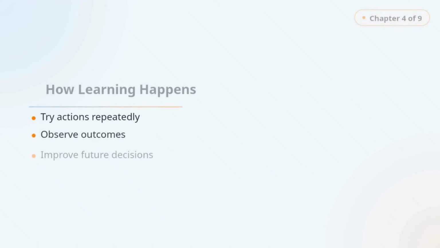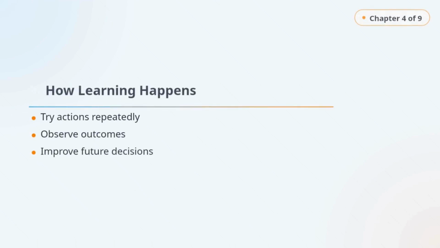The agent does not become smart in one step. It learns gradually by repeating interactions many times. It explores different actions, observes what happens, and updates its behavior. Slowly, it starts preferring actions that give higher long-term rewards. This is why reinforcement learning is often described as trial and error learning with feedback.